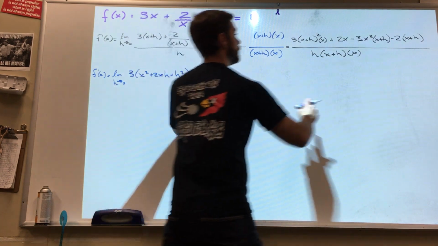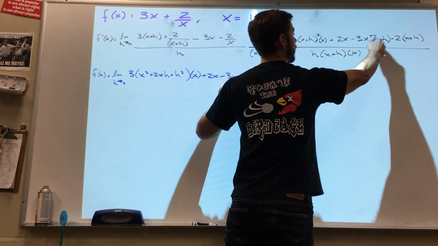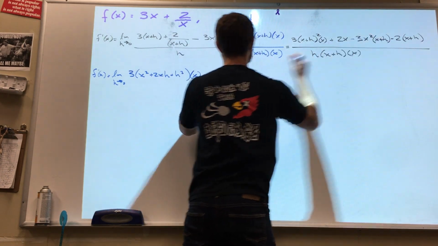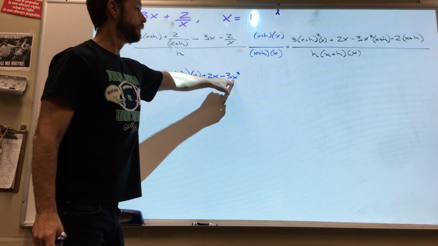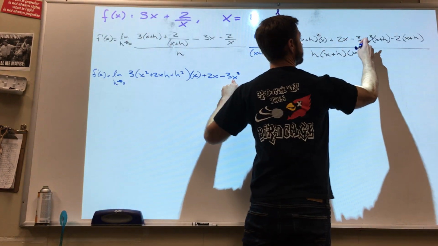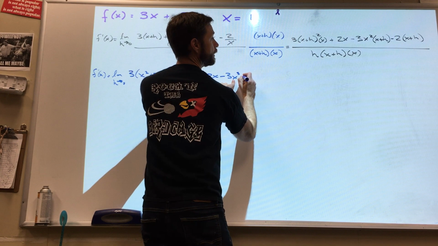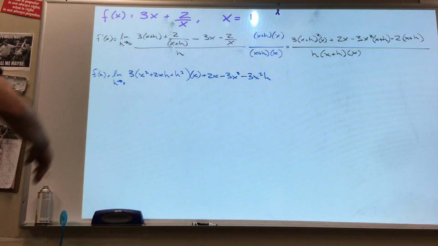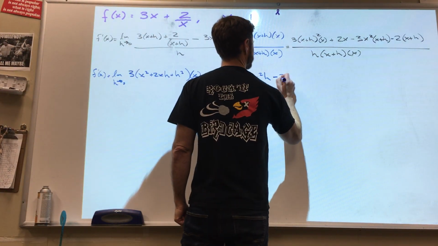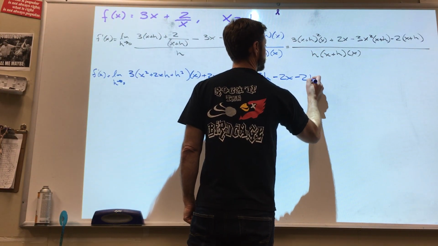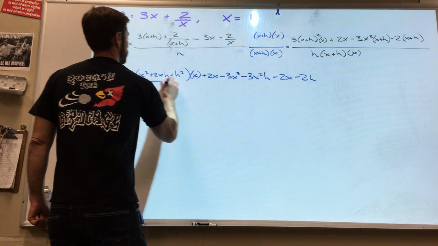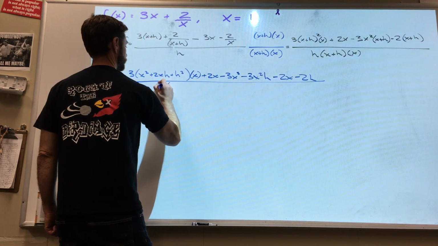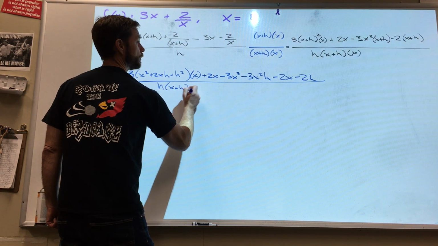We'll distribute that one. So I have a minus 3 times x squared, minus 3x squared times x, which is minus 3x cubed. And then I have a negative 3x squared times an h. So I have a negative 3x squared h. And then I have a negative 2x and a negative 2h. All over h times x plus h times x.